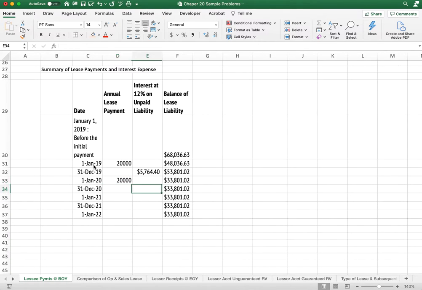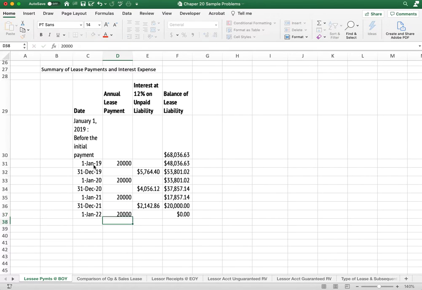So after that $20,000 payment, we then would have an interest of our previous balance times the 12%, and we're just going to keep doing the same thing. And we can see that it works out to 0 at the end. So that makes sense and is a good sign to us that we did this correctly.